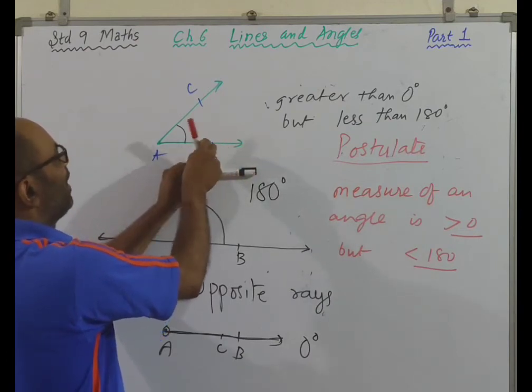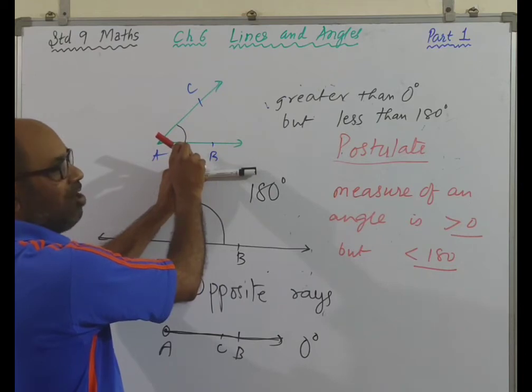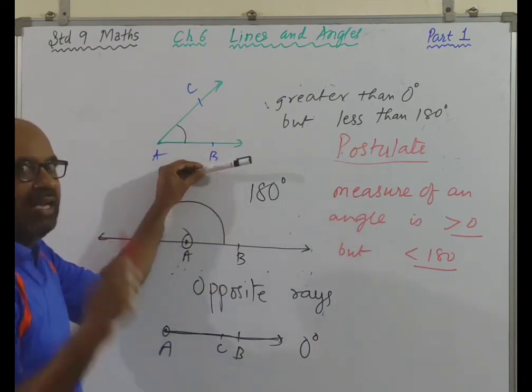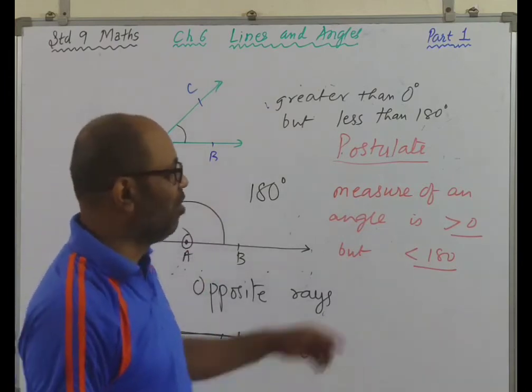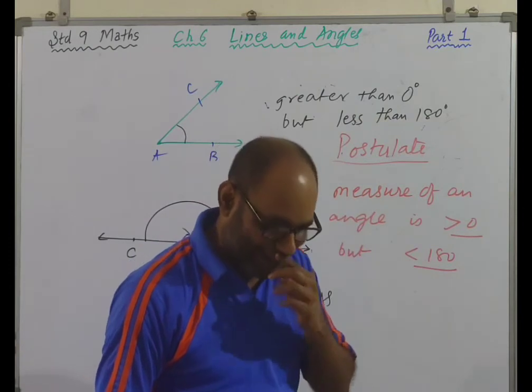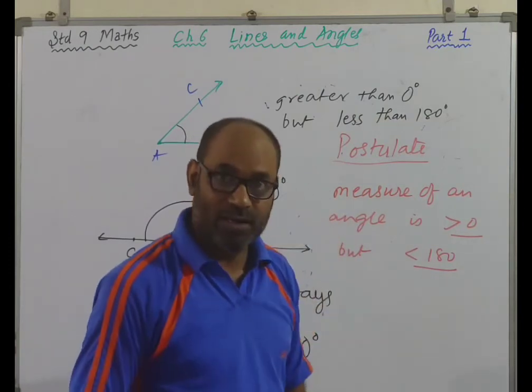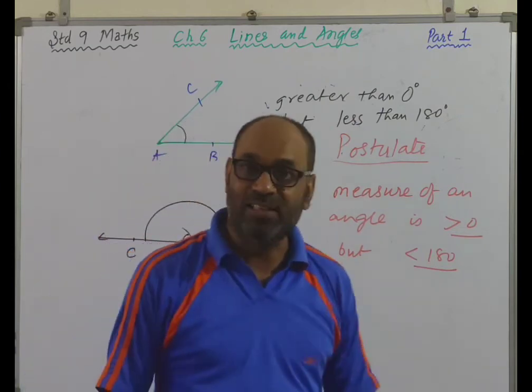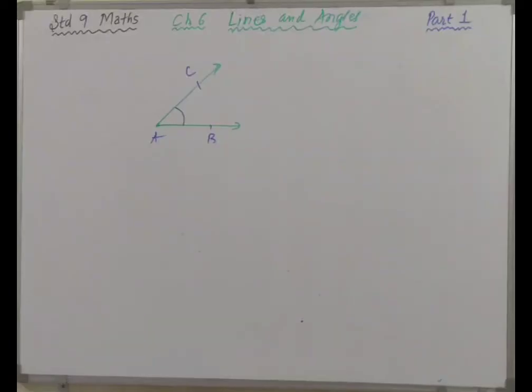But when the rays become distinct and not lying on the same line, then that figure forms an angle and its measure is always between 0 and 180. I hope you understood this. Alright, clear, understood. Next, we'll see the parts of an angle.